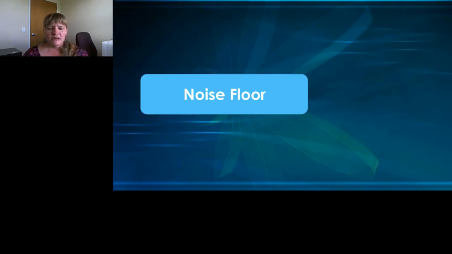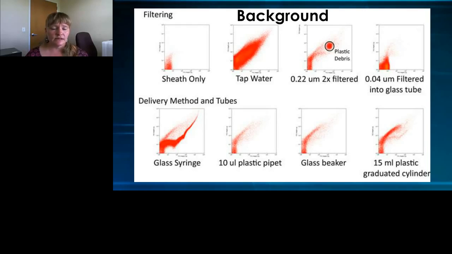The noise floor might be affected by numerous particles, as seen in the particles in the sample or sheath media. As seen on this histogram here, we have 2 different backgrounds. We have one that is caused by filtering and the other one that's caused by delivery methods, for example tubes. So if you look here, if you see a lot of red, it means we have a lot of background. With the sheath only, there are small particles located on the left-hand side. Tap water is very heavy in particles. There's some with plastic debris.